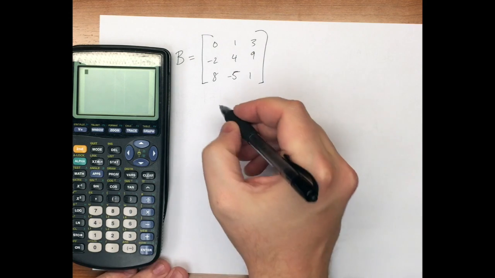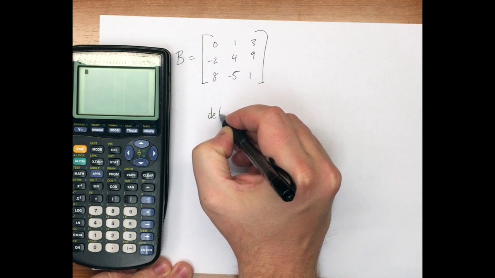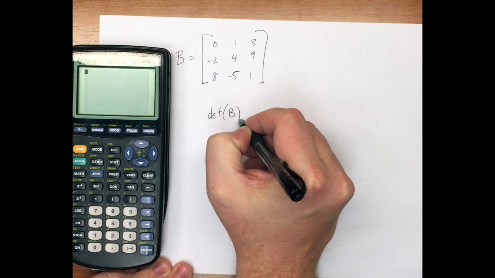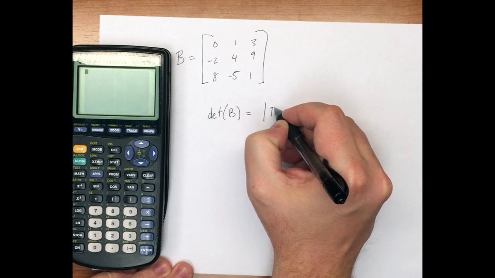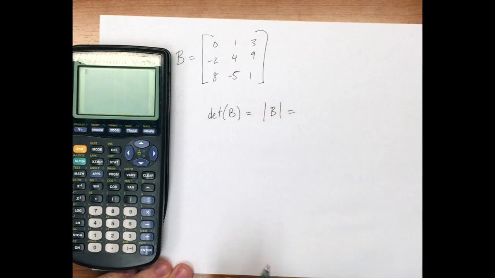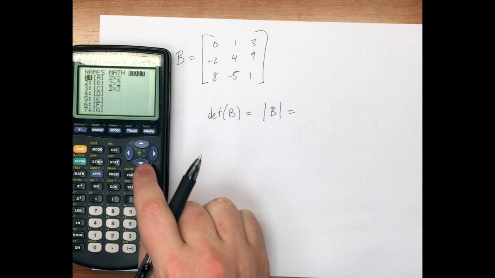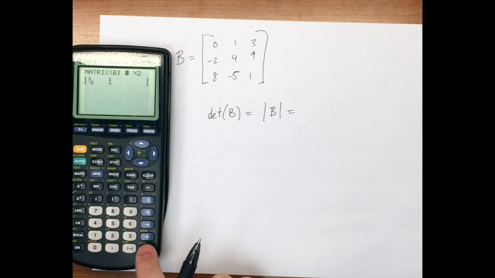So if we're looking for the determinant of B, or again, another way to say that is these vertical bars of B, we are going to just go ahead and type B into our calculator. It's going to be a 3x3 matrix. And we're going to just type it in as 0, 1, 3, negative 2, 4, 9, 8, negative 5, and 1. There we go. So now we have the matrix B typed in here.